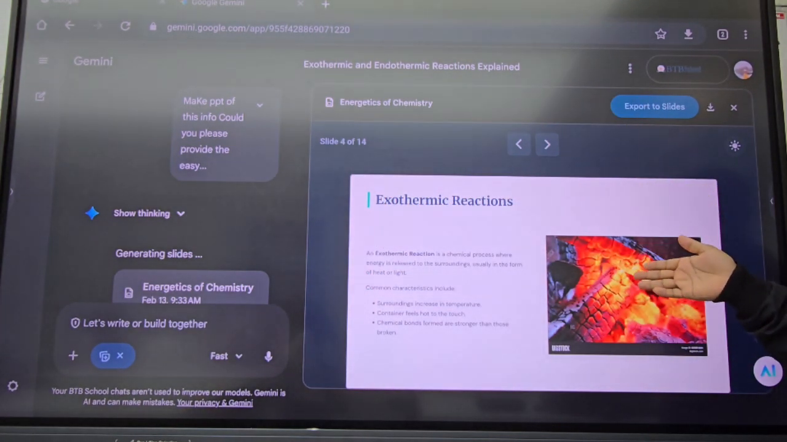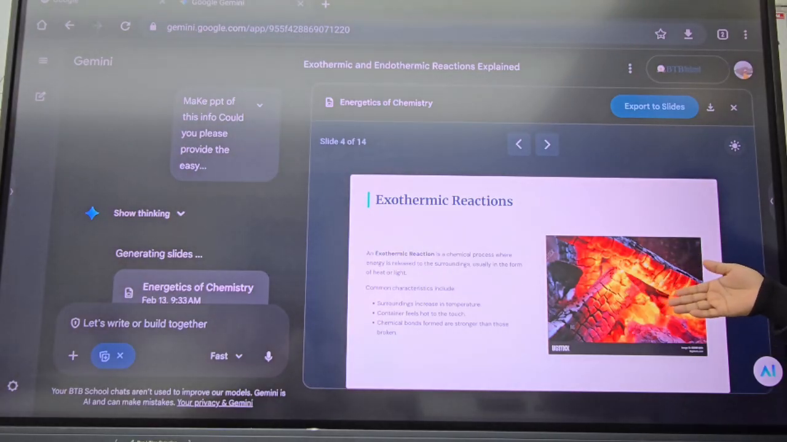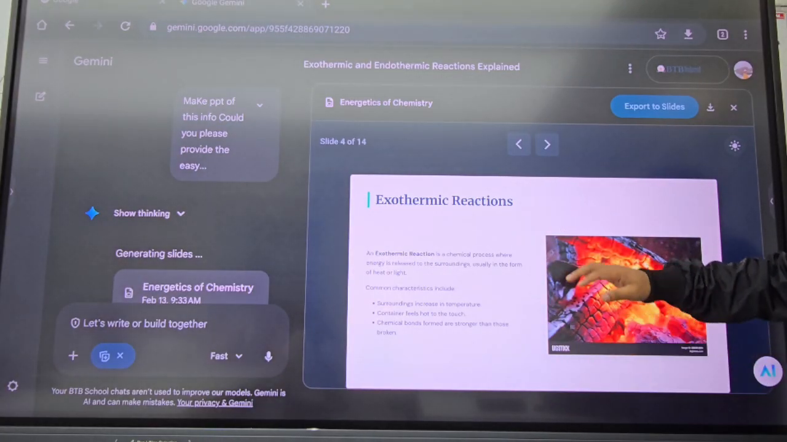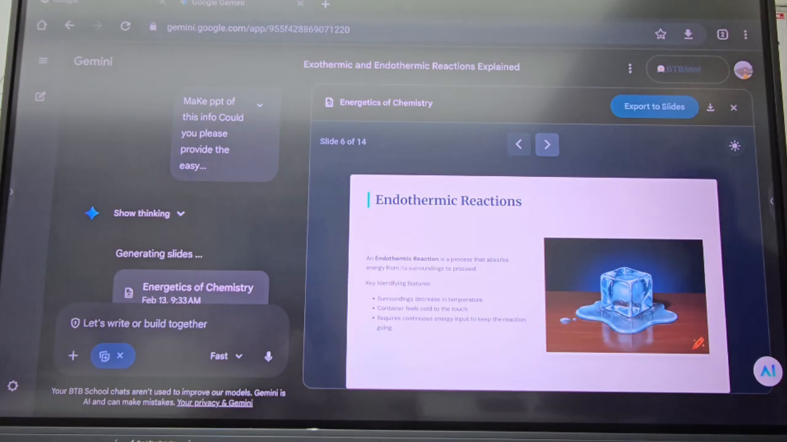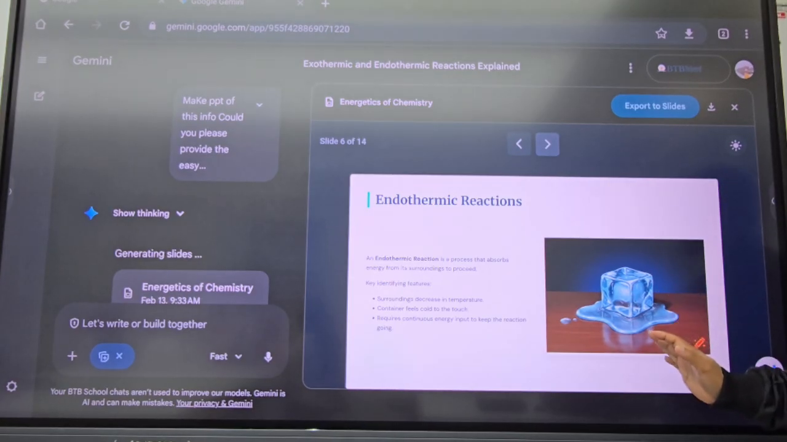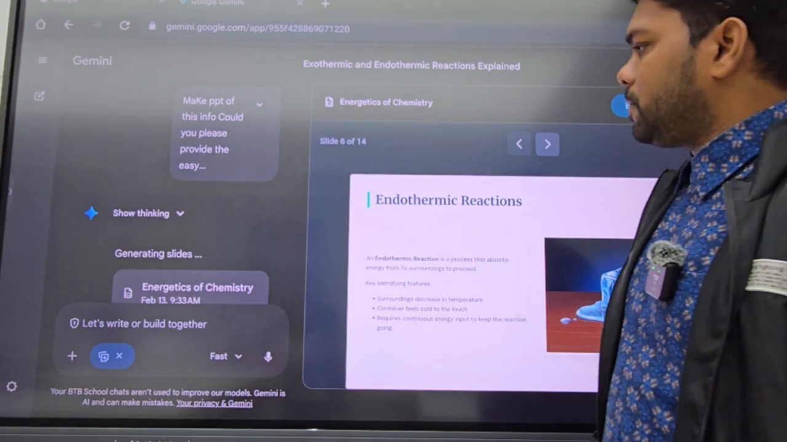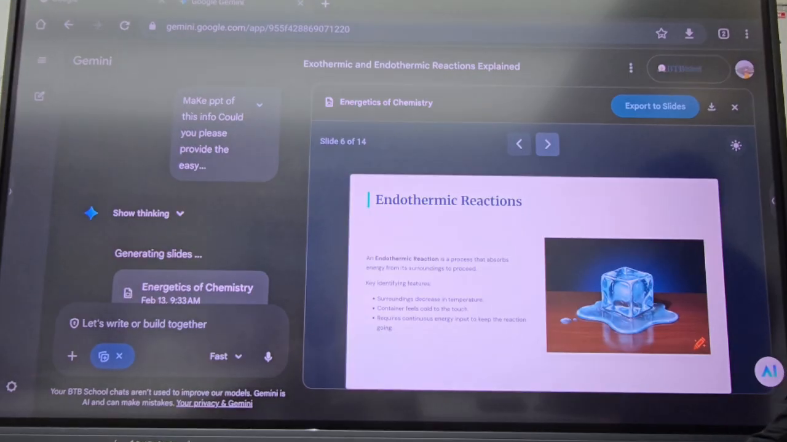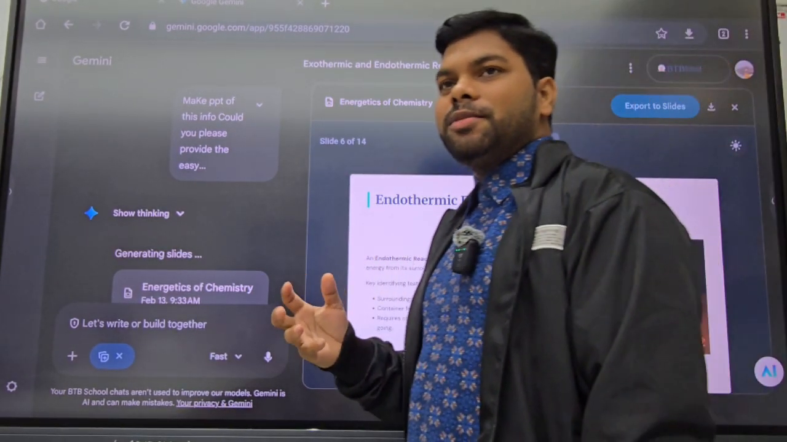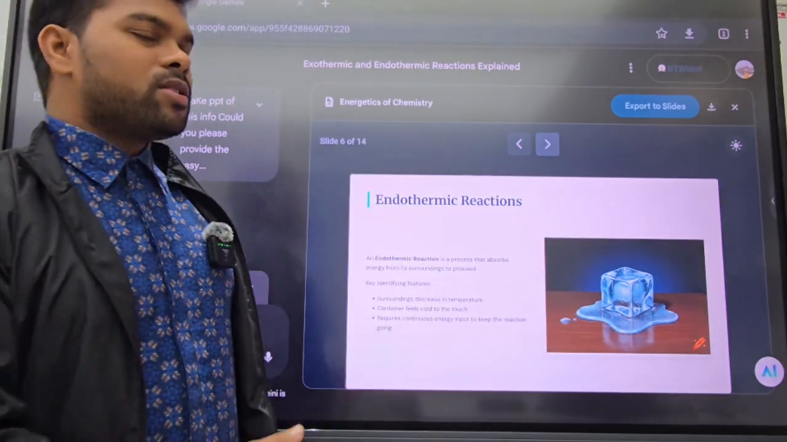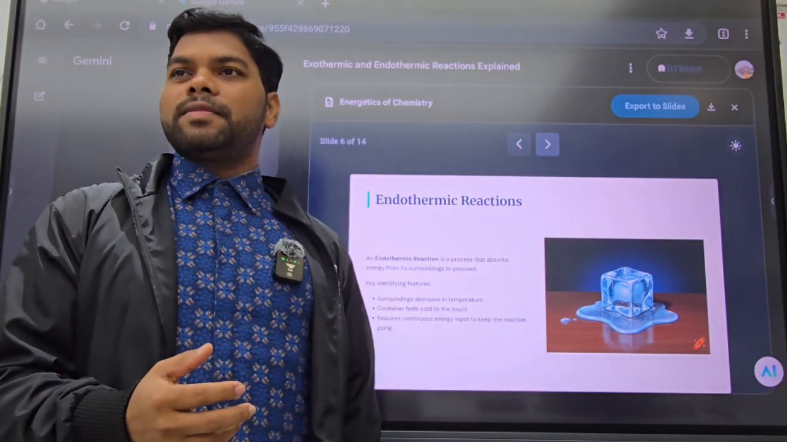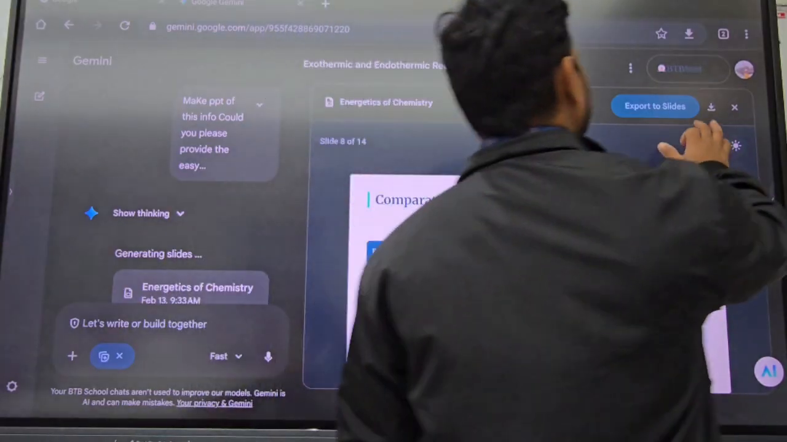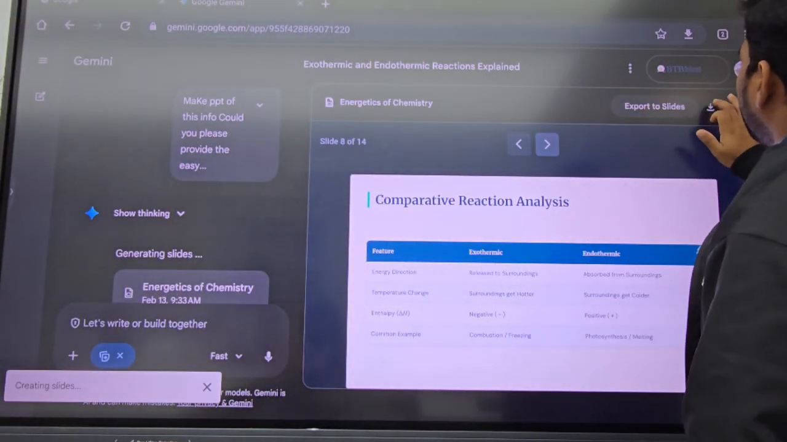There are some diagrams also being added. You can see the diagrams for the exothermic reactions. I think this is about endothermic reaction with the beautiful diagrams. Can you see all of you here? What is endothermic reaction, Irene? Endo means energy will be absorbed, right? Yeah. Exo means? Energy being released. It's very good. Export to slides and then you will be seeing a bigger one.